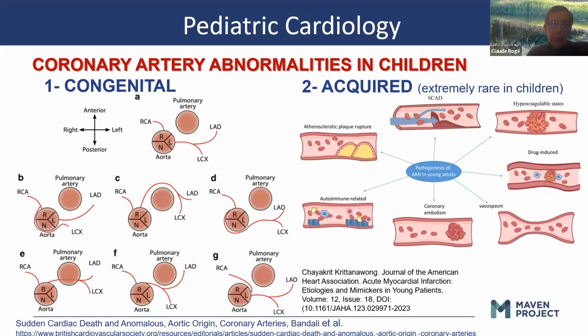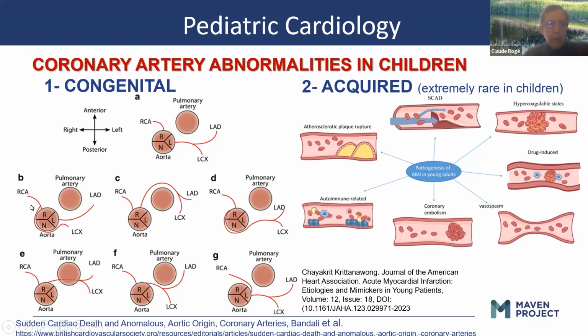Now, the second condition is coronary artery disease. In children, it will be mainly anomalies of the coronary artery. So this is a normal pattern. You have a right coronary artery coming from the right coronary sinus. You have the left coronary artery coming from the left coronary sinus. And then out of that left coronary artery, you have a left anterior descending and a circumflex.